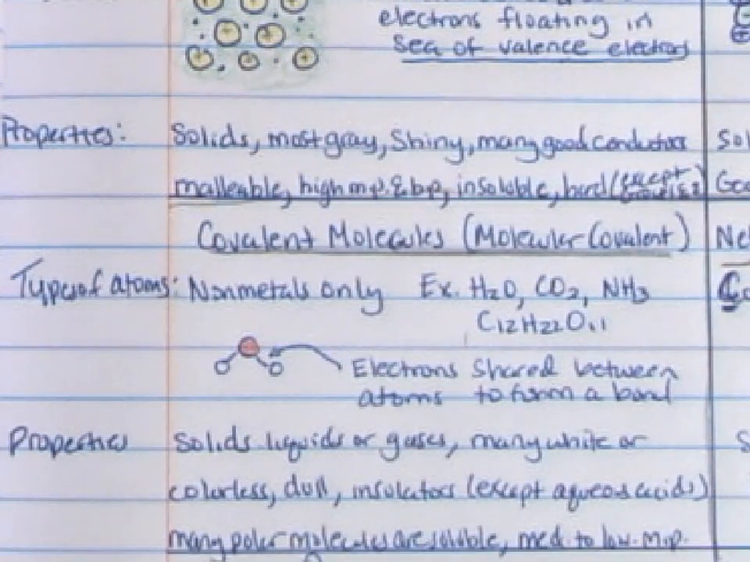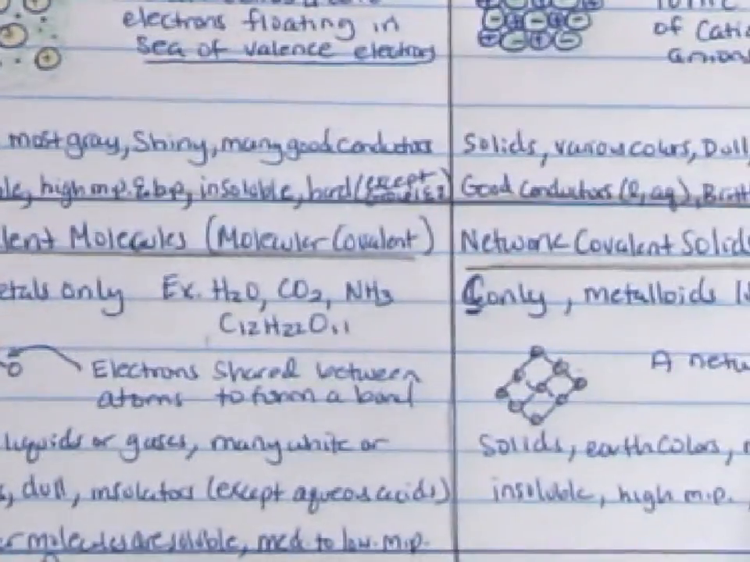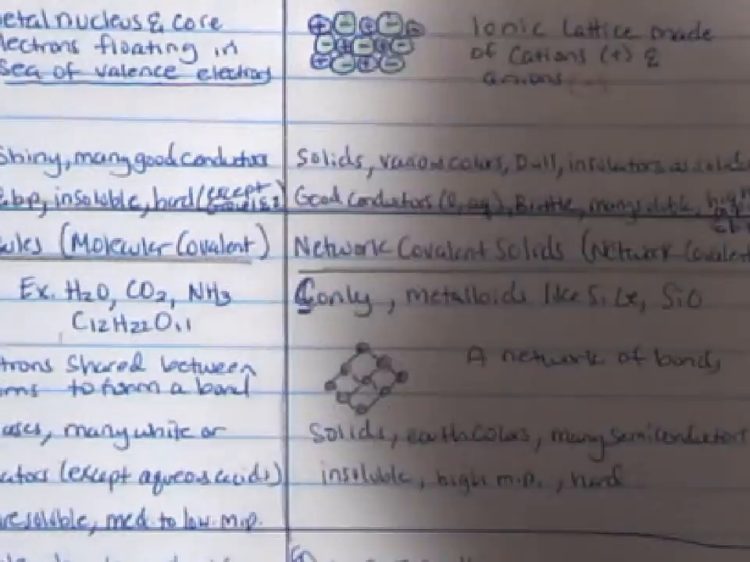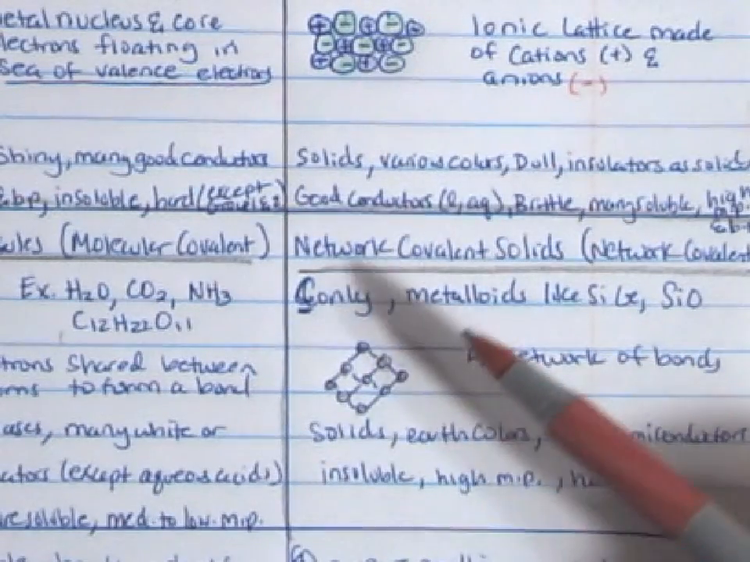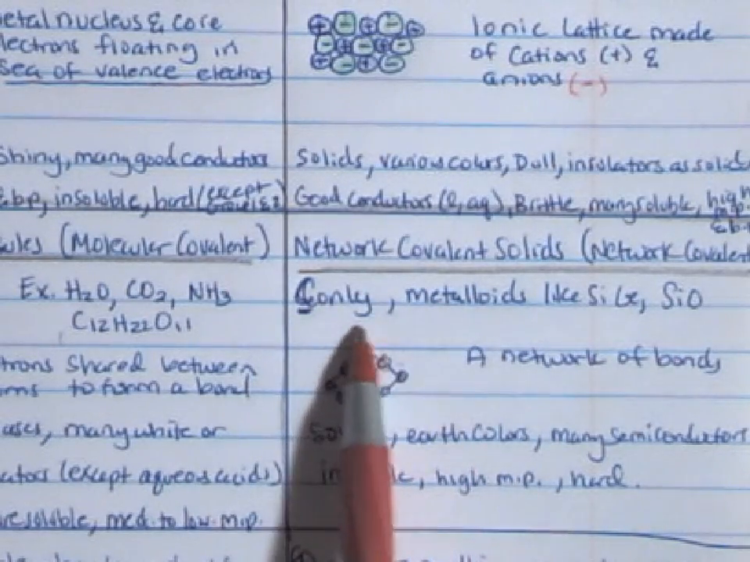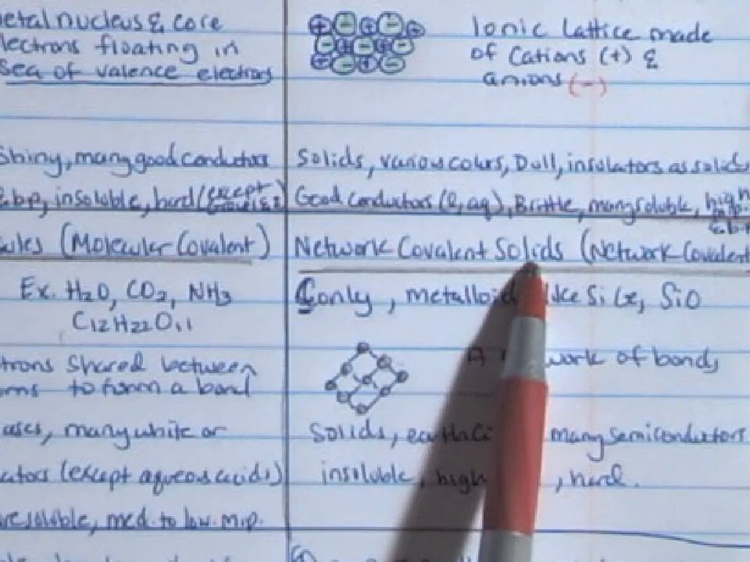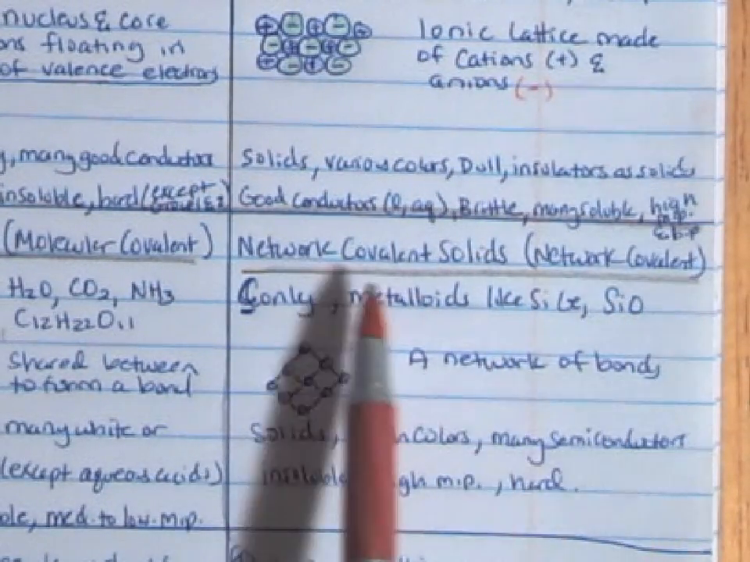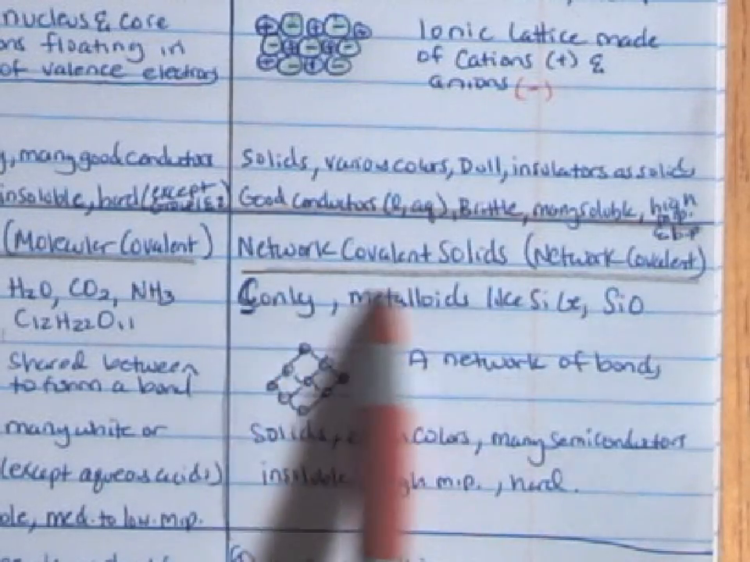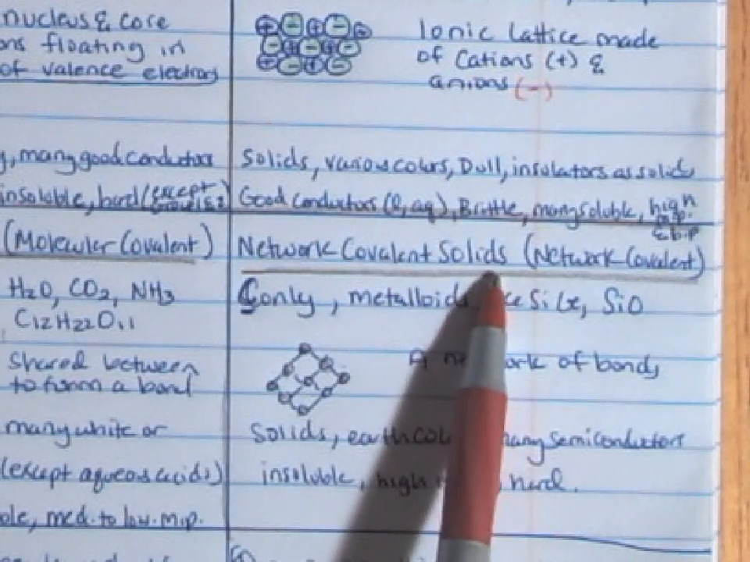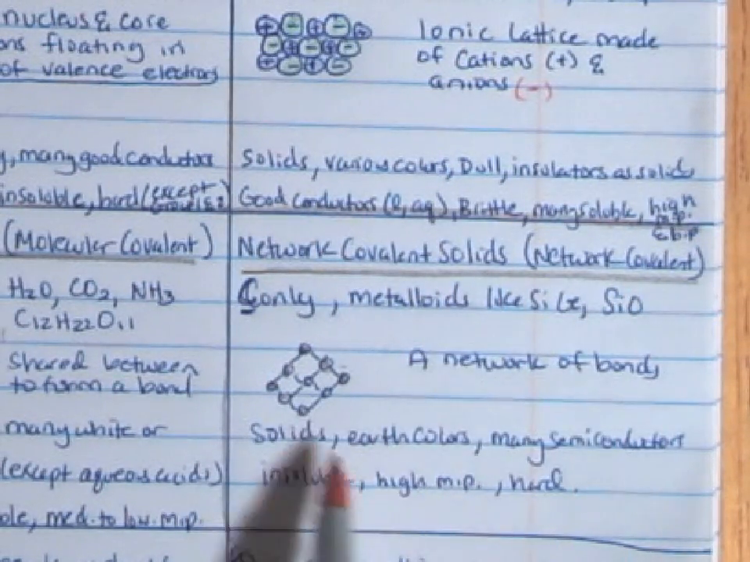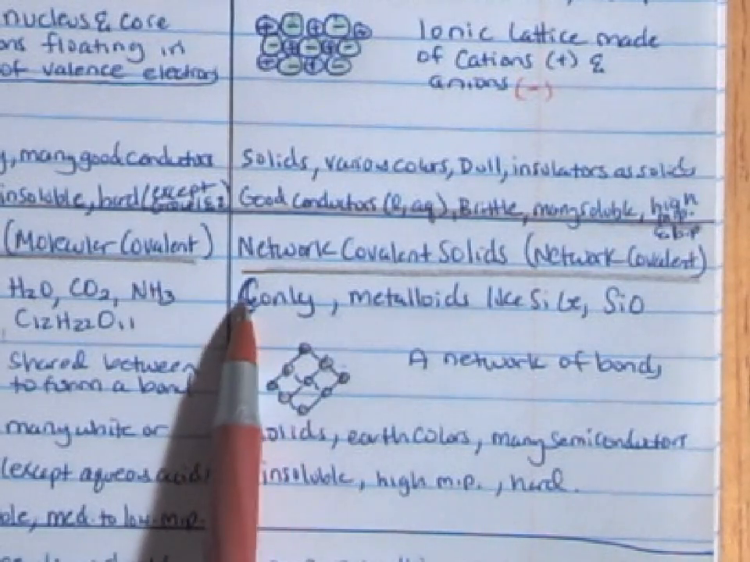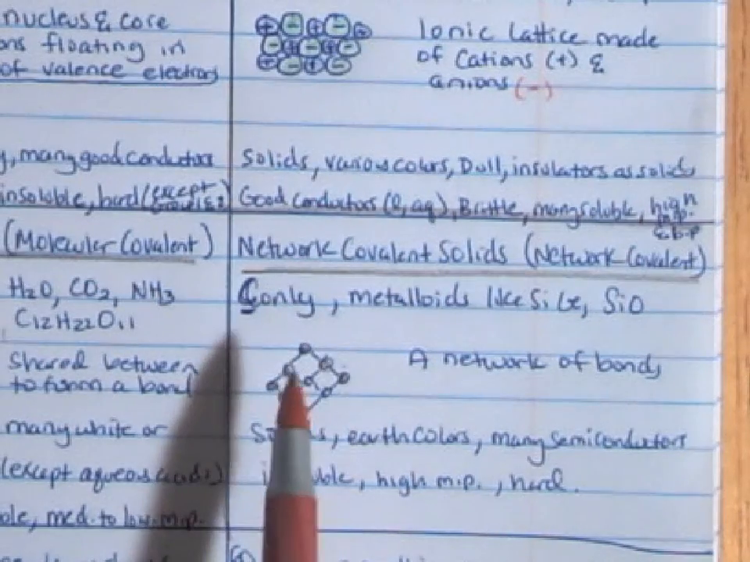All right, last one is the network covalent. Now you actually don't need to know this too much. We're not going to spend too much time on this, but it's kind of important to note because these are important compounds. So network covalent solids make up network covalent bonds. The substances themselves will be called network covalent solids, and the bonds are network covalent bonds. These are made up of atoms that will be carbon only, like diamonds or graphite.